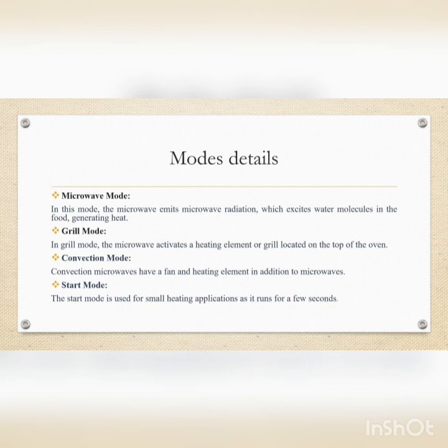In convection mode, the microwave has a fan and a heating element in addition to the microwave. The last and final one is the start mode. This start mode is used for small heating applications as it runs for only a few seconds. It is used for small heating purposes and can be used only for a few seconds.